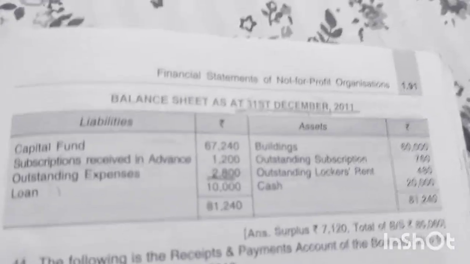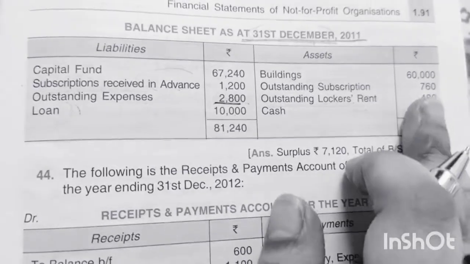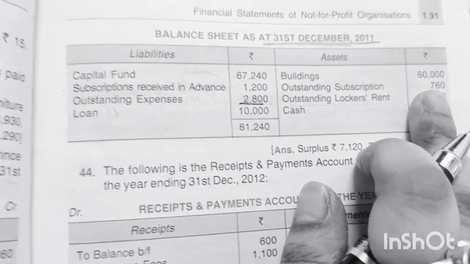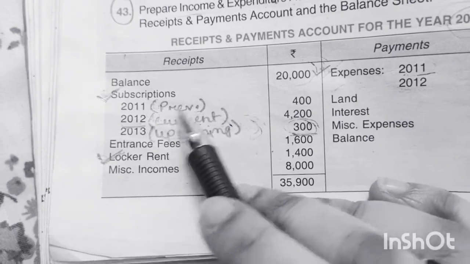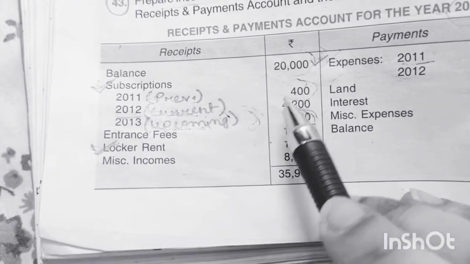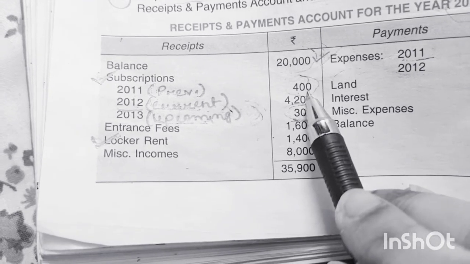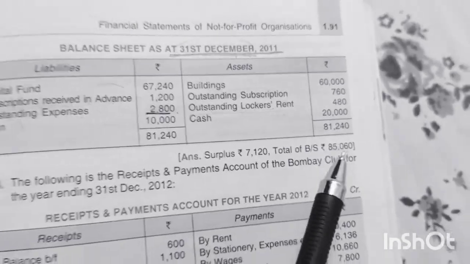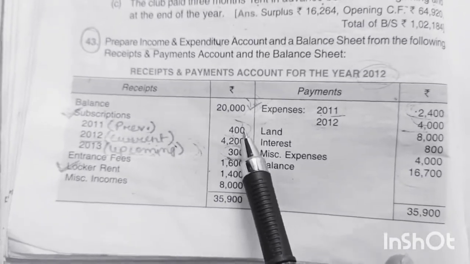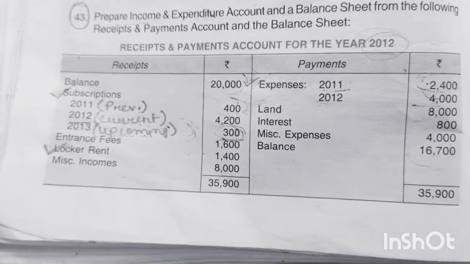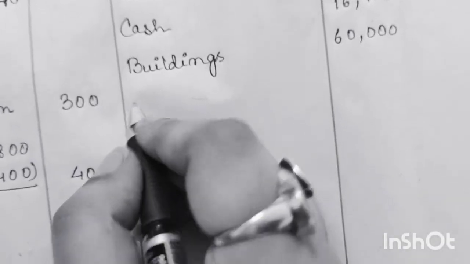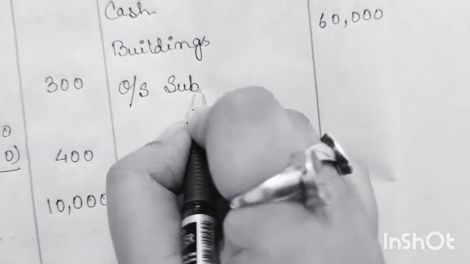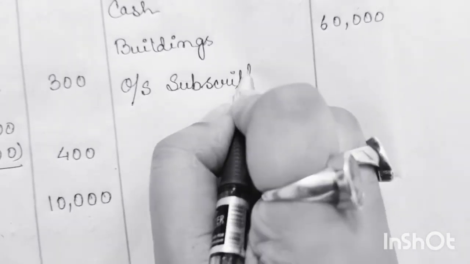Next, outstanding subscription. Now see, in the beginning of the year outstanding was 760, but during the year for the previous year we have received some amount. How much we have received? 400. That means in the beginning we had 760 due and already 400 is received. That means the remaining balance will become the outstanding subscription in the closing balance sheet. So here we will write outstanding subscription in the asset side.